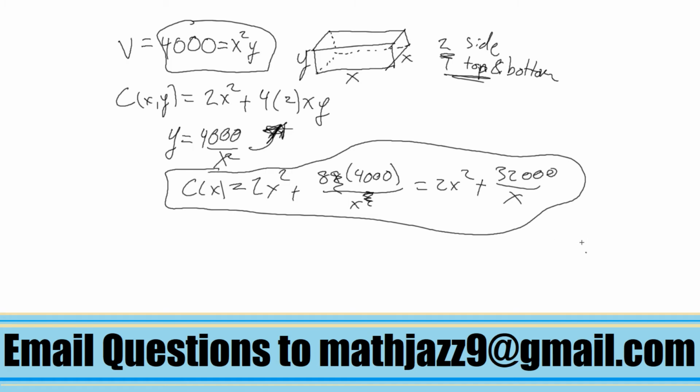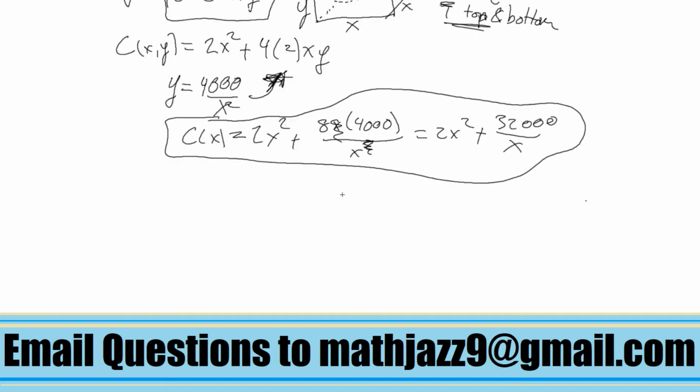Now, I didn't actually read the full question, but let's see. It says, part A, if the base has side x, express the cost C of the box as a function of x. Okay, so this is part A of the question. Part B is find the dimensions of the most economical box. By economical, they mean, of course, the box of least cost. So we want to minimize this.